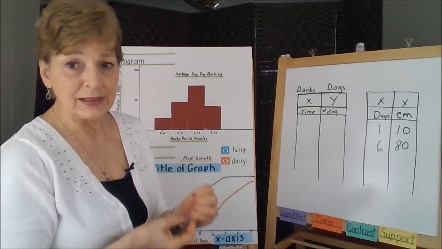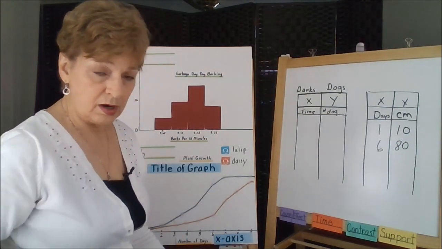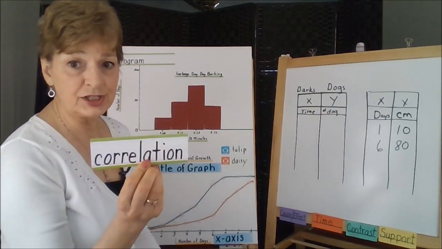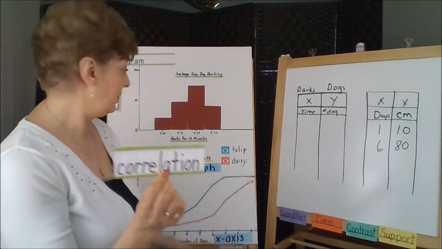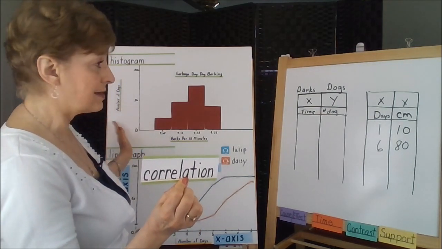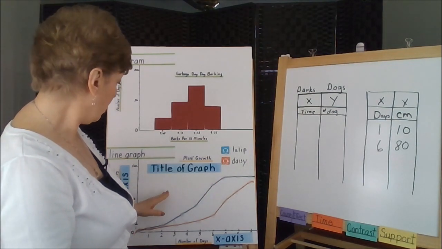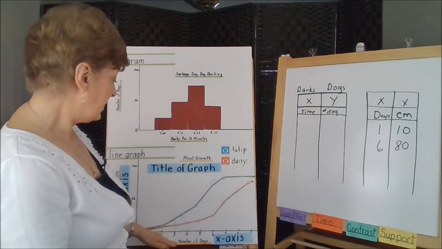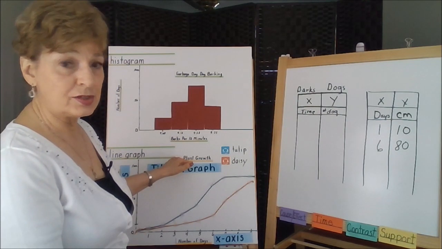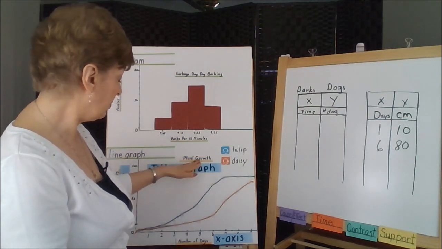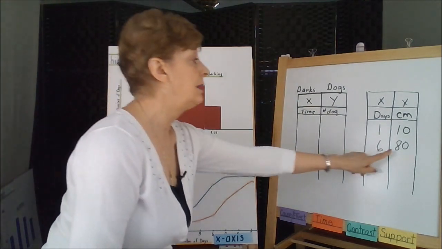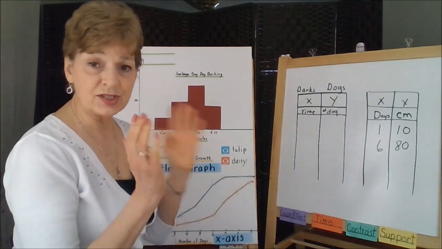And that's the relationship or the correlation between the x and the y-axis. And the title brings it together. So basically what we're saying is the plant has grown. By day 6, the plant grew 80 centimeters. And that's the correlation.